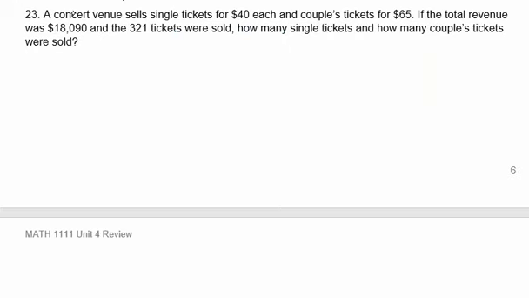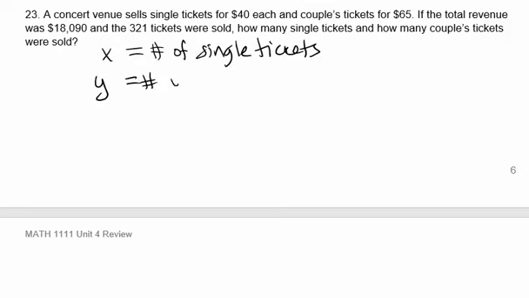We're going to try to write some systems of equations. So a concert venue sells tickets for $40 each and couples tickets for $65. If the total revenue was $18,090 and 321 tickets were sold, how many single tickets and how many couples tickets were sold? Okay, so we'll let x be the number of single tickets and y the number of couple.